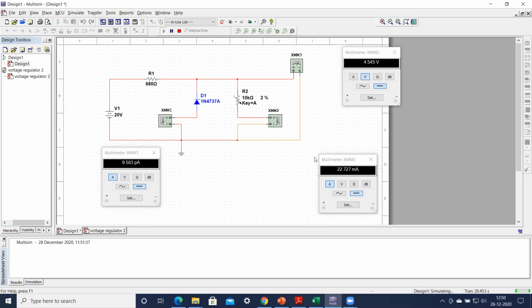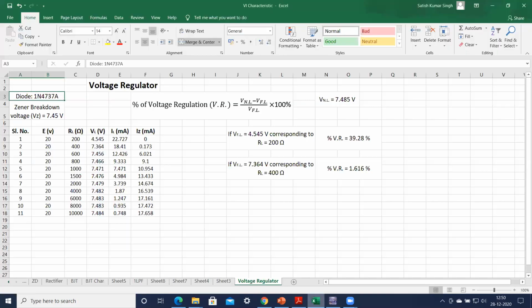So these values we have to tabulate in this particular table. I have noted down this value: 200 ohm, 4.545 volts, and 22.727 milliamperes, and the IZ we got in picoamperes. That value is negligibly small, so I have made it equal to 0. Now we have to make the RL value equal to 400 ohms.